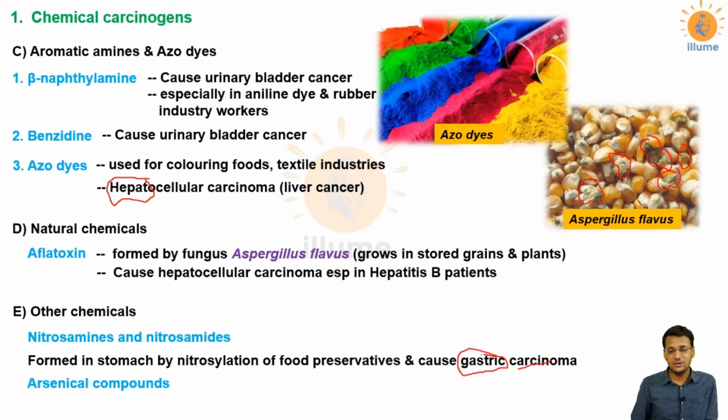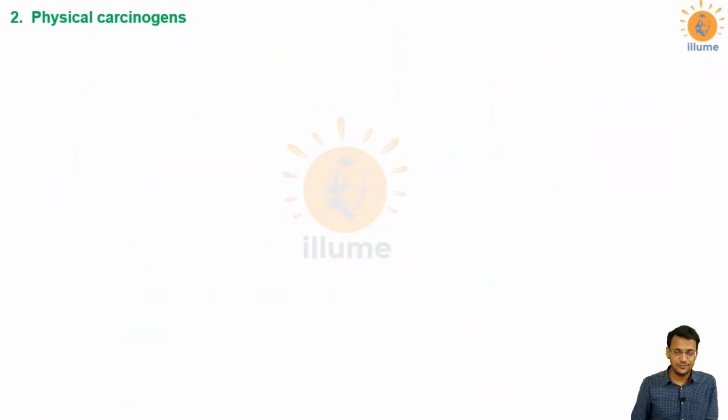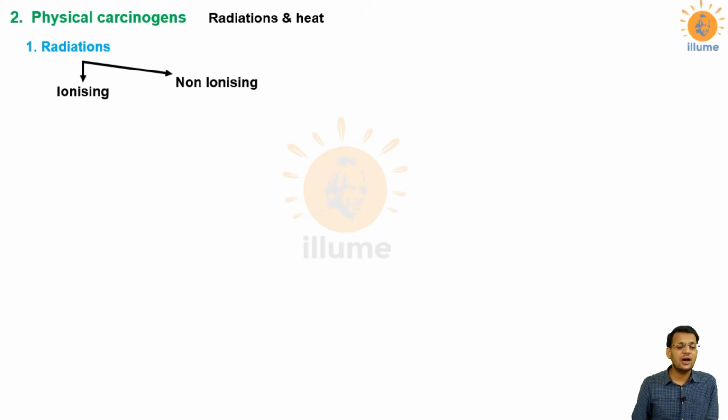The next example is arsenic compounds, which are responsible for basal cell carcinoma of the skin. Now let's move ahead with the physical carcinogens, and in this we would be dealing with radiations and heat. Radiations, as we very well know, are of two types: ionizing radiations and non-ionizing radiations. In non-ionizing radiation, the primary one is ultraviolet radiation.